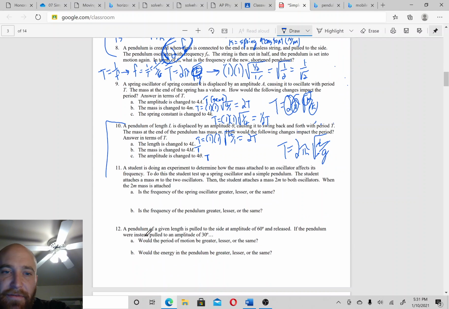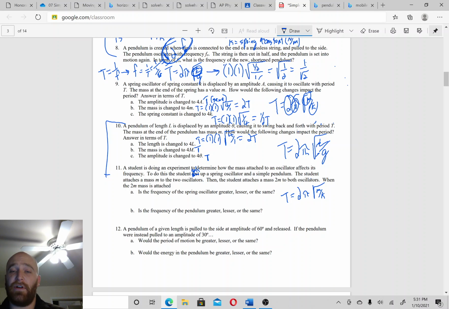All right, lastly, 11. A student is doing an experiment to determine how the mass attached to an oscillator affects its frequency. To do this, the student, I think this is supposed to say sets up, sorry about that, sets up a spring oscillator and a simple pendulum. The student attaches a mass m to 2 oscillators, then attaches 2m to both oscillators. When the 2m mass is attached, is the frequency of the spring oscillator greater, less than, or the same? Okay, we don't have an equation for frequency. I guess you could solve for it, but let's just do this. T equals 2π square root of m over k.